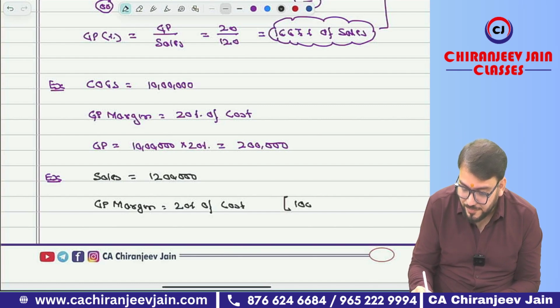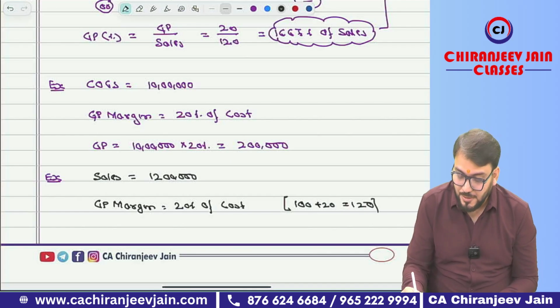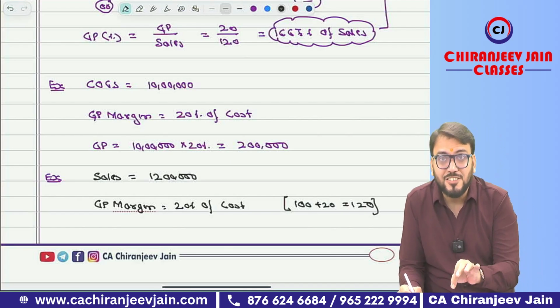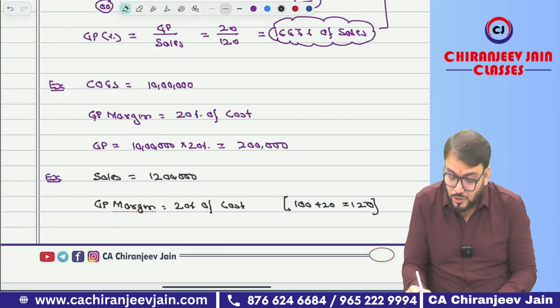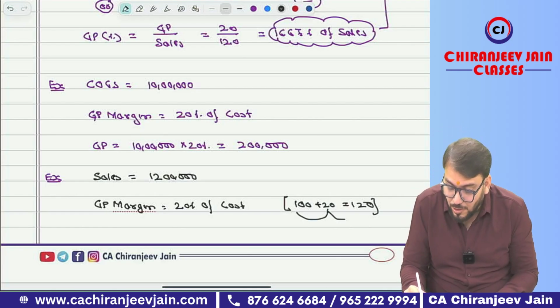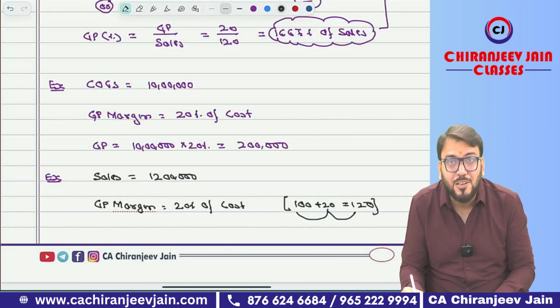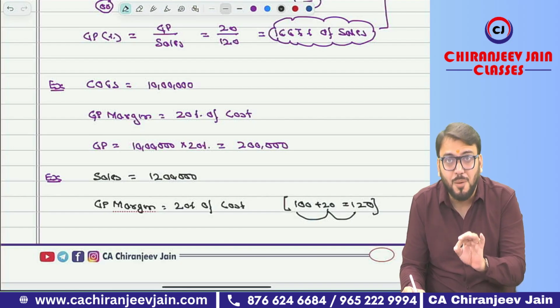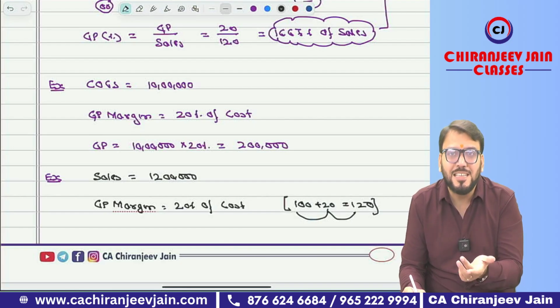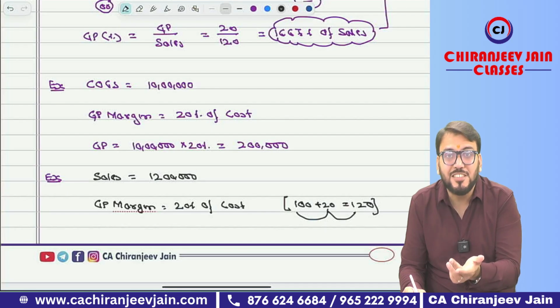What we'll do is say 100 plus 20 is equal to 120. Means if 100 is the cost, 20 is the GP margin, so sales is 120. So 20 by 100 of cost is equal to 20 by 120 of sales. 20 by 120 is nothing but 16.67% of sales.